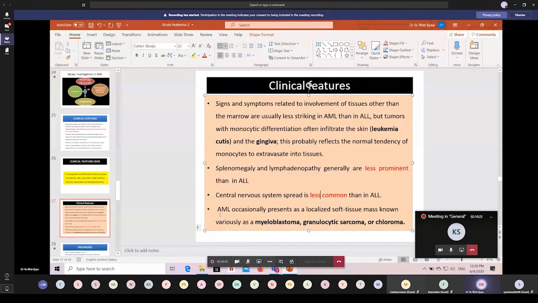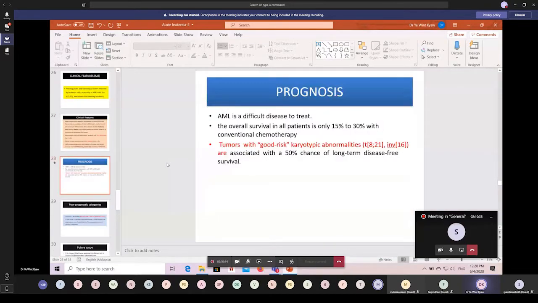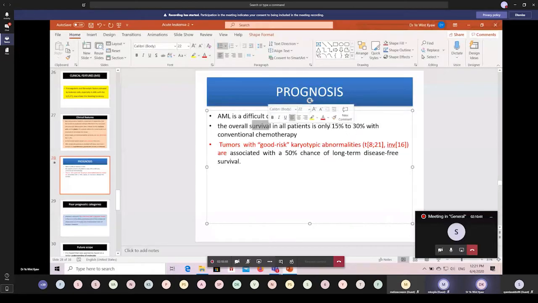AML sometimes can present with a localized soft tissue mass, but if you forgot this, no problem. This one is not too important. You should know these one, two, three, which are more important. Quite difficult to treat, survival rate very low. Good risk is MCGY, this type is a good prognosis, with a 50 percent chance of long-term disease-free survival. Poor prognosis: AML due to MDS or genotoxic therapy, and the elderly.